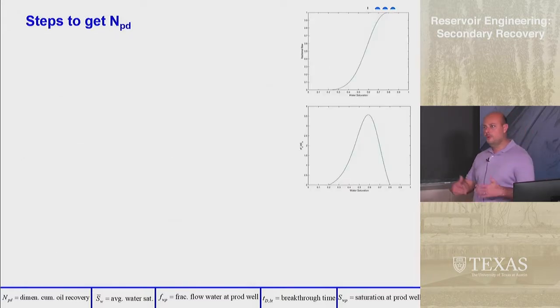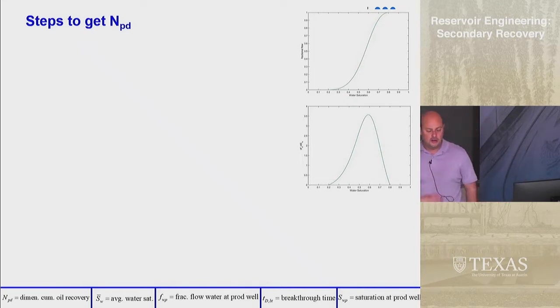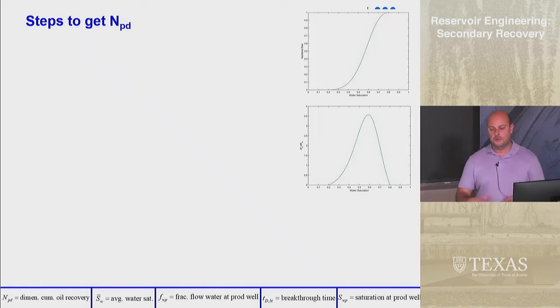Okay, so what are the steps to get NPD versus tD? And of course, this is something that you would be very interested in as a reservoir engineer. You would want to make predictions about what your oil recovery would be with time. It would be fantastic if you could tell your boss, or your company, that if we're doing what we're doing, this is how much oil we're going to be recovering 2 years from now or 10 years from now. And that helps you to make some decisions about doing different things.